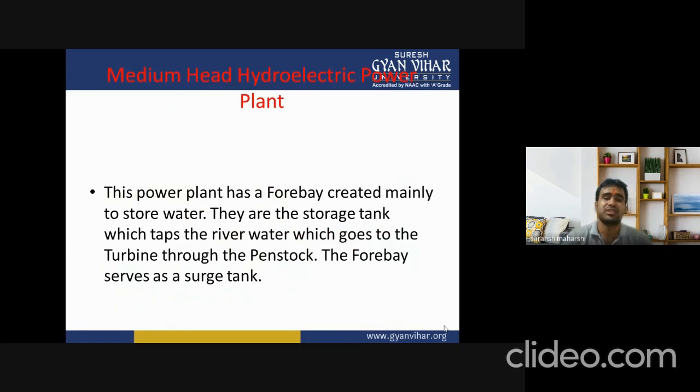Now we will discuss the medium head hydroelectric power plant. This power plant has a forebay created mainly to store water. It is a storage tank which taps the river water, which goes to the turbine through the penstock. The forebay serves as the surge tank.